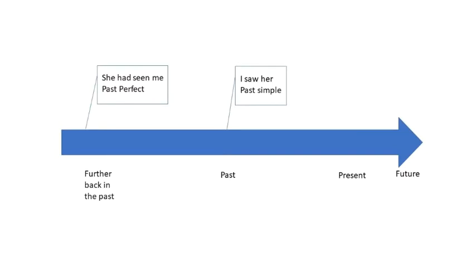So we place the "I saw her" in the past because it's our past simple. And then the past perfect, "she had seen me," happened before that, as you can see. So first she saw me, and then I saw her. And because that seeing me happened first, you need your past perfect phrase.